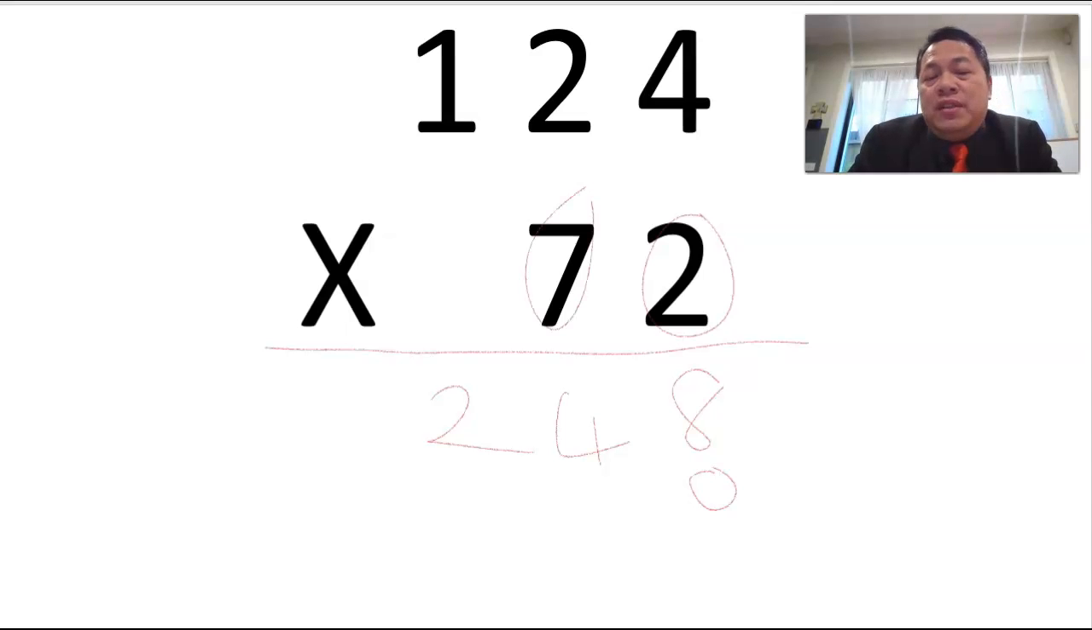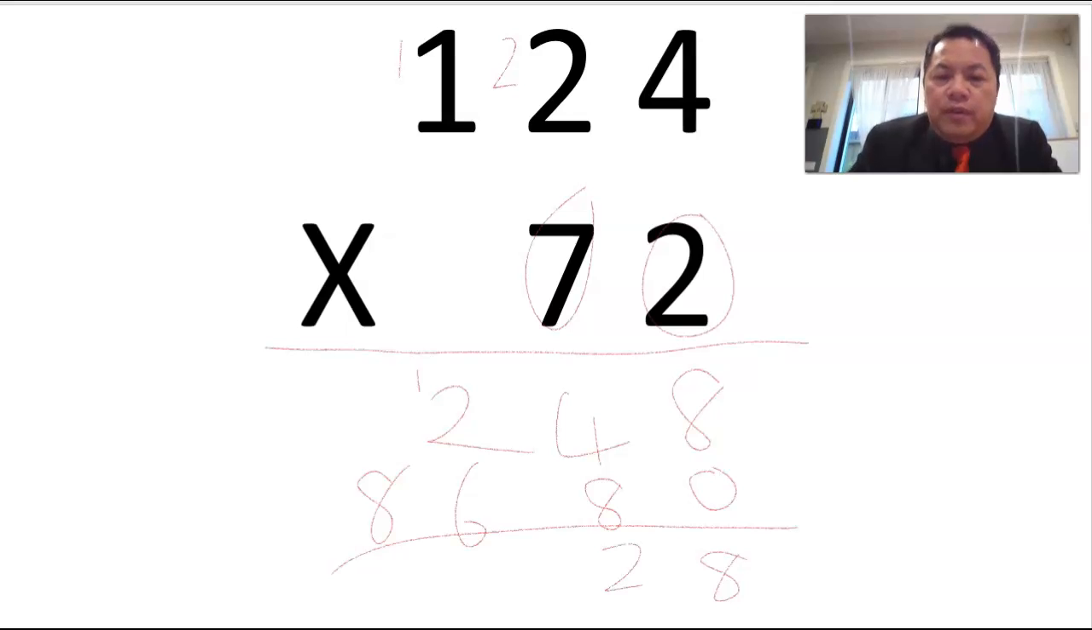4 times 7 is 28. You bring the 2 here. 2 times 7 is 14. 14 plus 2 is 16, plus 1. 1 times 7 is 7. 7 plus 1 is 8. So 8, 12, 9, 8. The answer is 8,928.